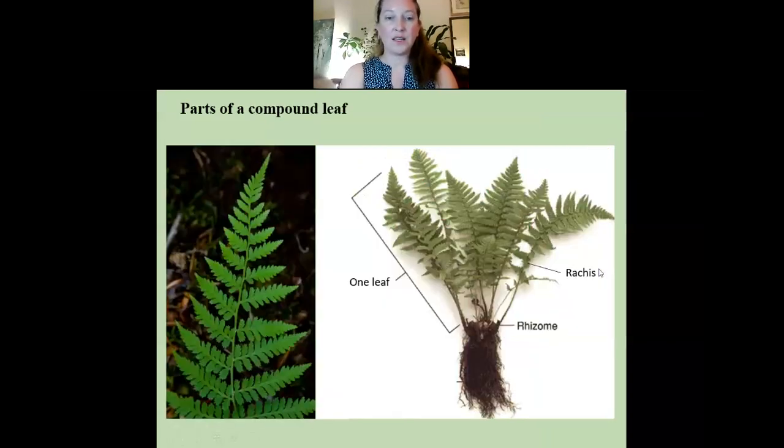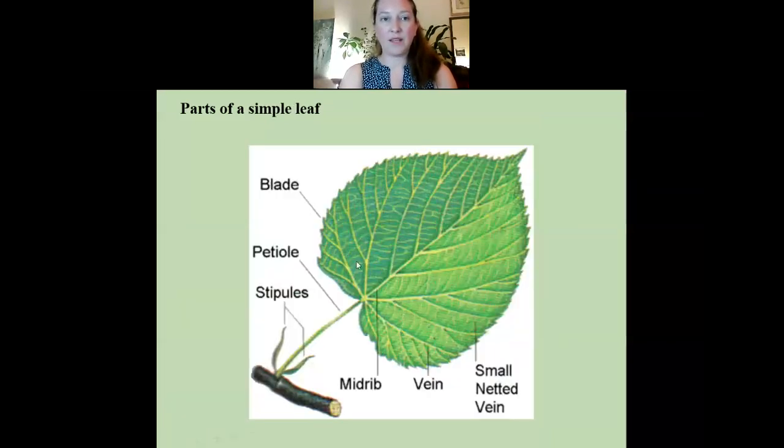So this is an example of a simple leaf, right? It says it at the top, simple leaf. Simple meaning that there's only one part. There's only one main part, right? There's only this one blade above the petiole, right? So this is a simple leaf.